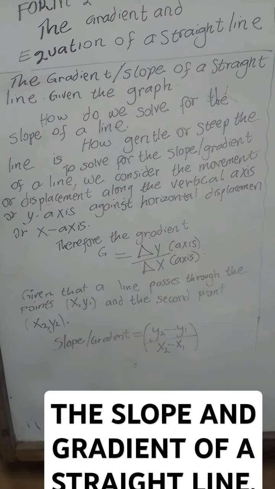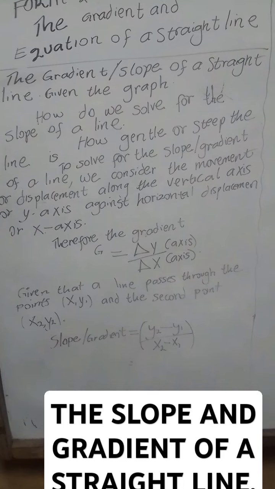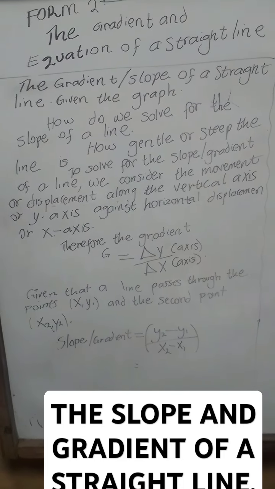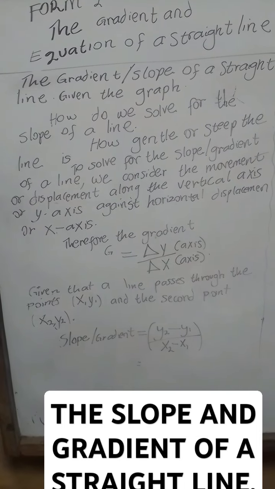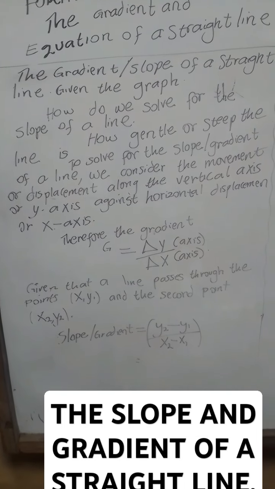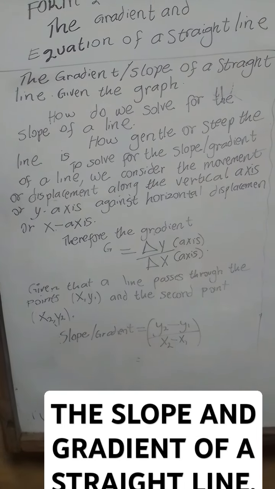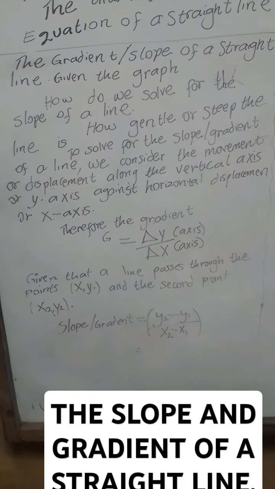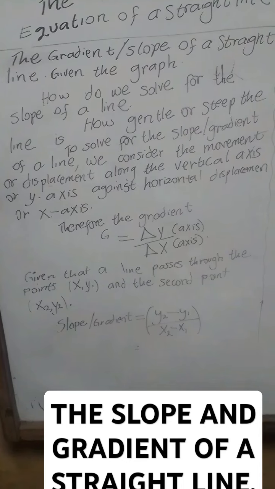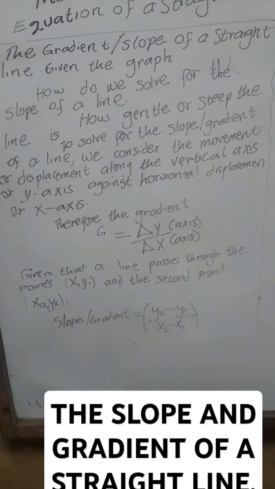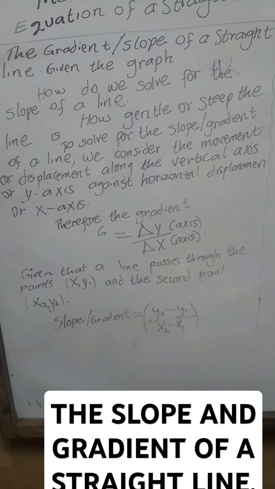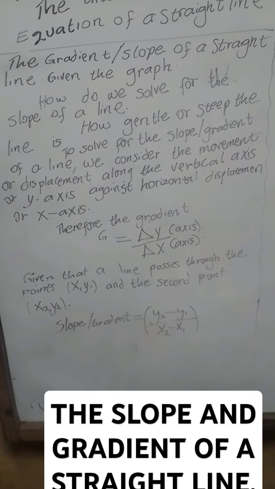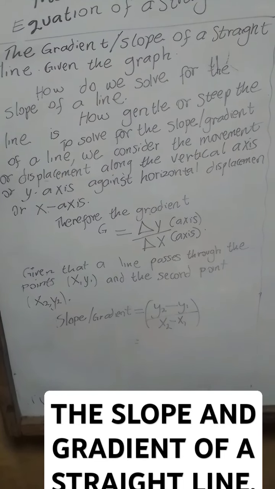To solve for the slope or the gradient of a line, we consider the movement or displacement along the vertical axis, or y-axis, against the horizontal displacement, that is the x-axis. Therefore, the gradient is considered as change in y over change in x. That is the y displacement over the x displacement.